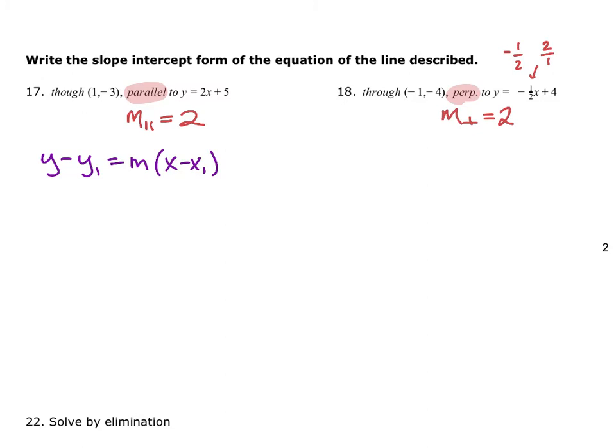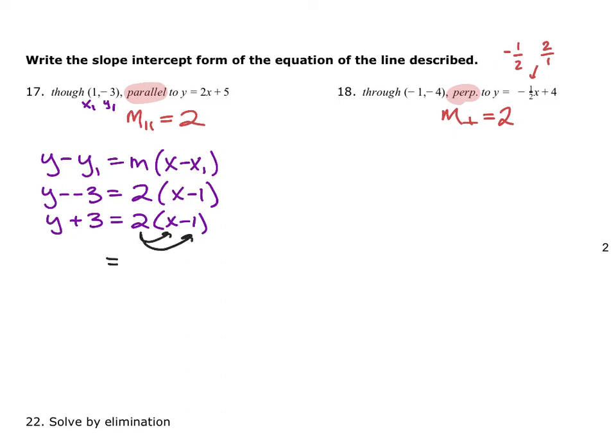Okay, let's label all of our stuff so we're prepared. Here's going to be x1, y1, and then we have our parallel slope. y minus y1 equals m times x minus x1. I'm going to change that double negative to a positive, and then I'm going to get it in slope-intercept form. Distribute, and then move. Cross the line, change the sign, it combines with its like term. This is going to be y = 2x minus 5.